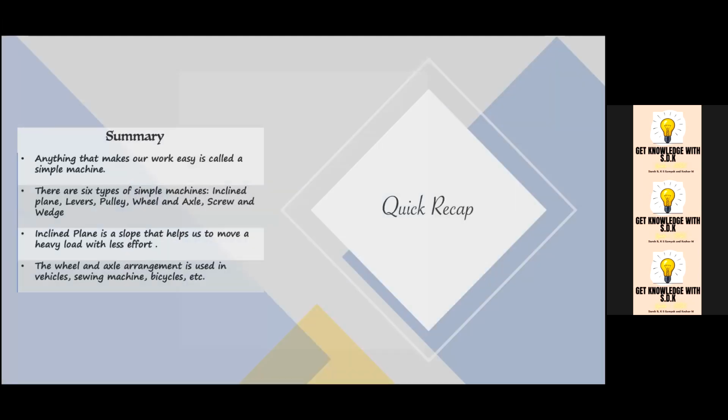Last but not least, quick recap. So summary of today's video. Anything that makes our work easy is called a simple machine. There are 6 types of simple machines: inclined plane, levers, pulley, wheel and axle, screw, and wedge. Inclined plane is a slope that helps us to move a heavy load with less effort. The wheel and axle arrangement is used in vehicles, sewing machine, bicycles, etc.